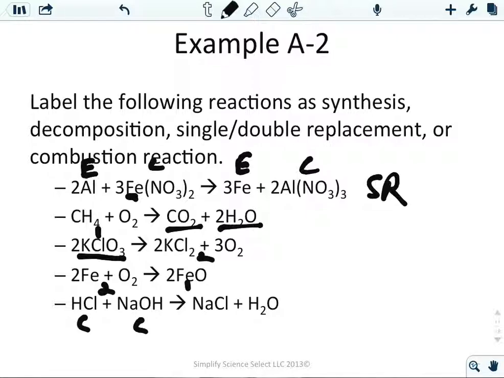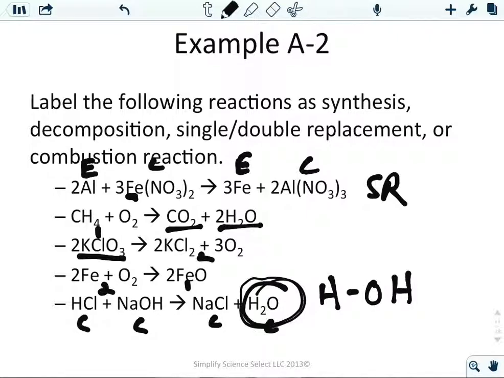And then lastly, we have a compound, hydrochloric acid, and a compound, sodium hydroxide, which produce sodium chloride and water. Anytime you see water, especially in chemical reactions, you can think of it as H bonded to OH, hydrogen bonded to hydroxide. You can think of it that way because we see that the sodium is now bonded to chlorine, and that hydrogen is now bonded to that OH, which produces H2O. That's a trick that you always have to look out for. That hydrogen went with that hydroxide, which produces H2O. So this would be a double replacement reaction.